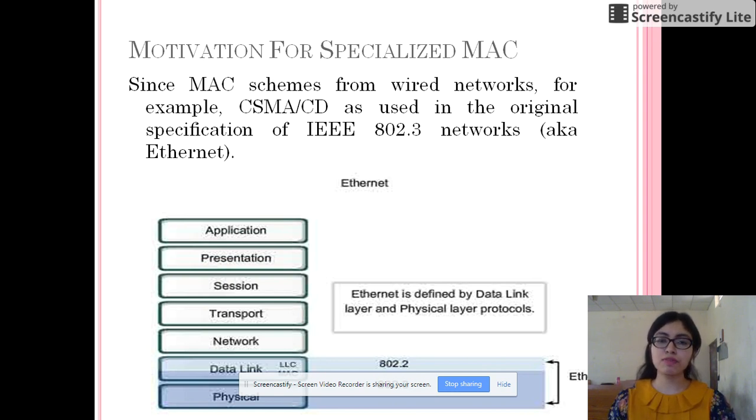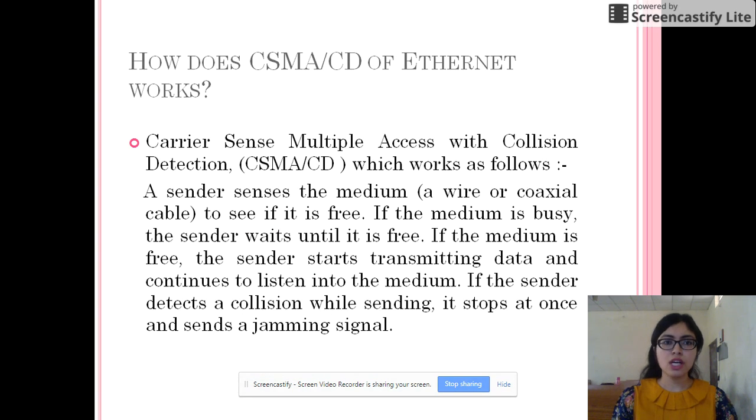So, the motivation for a specialized MAC. Consider MAC schemes from wired networks, for example CSMA/CD, as used in the original specification of IEEE 802.3 networks, also known as Ethernet. Ethernet is defined by data link layer and physical layer protocols; they both comprise the Ethernet. So, how does the CSMA/CD of Ethernet work? Carrier sense multiple access with collision detection works as follows.